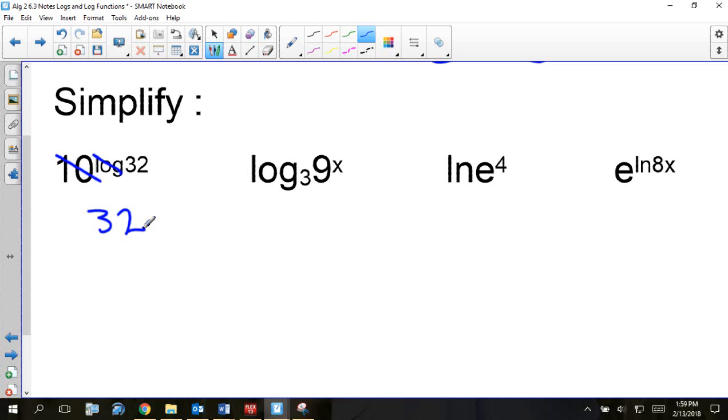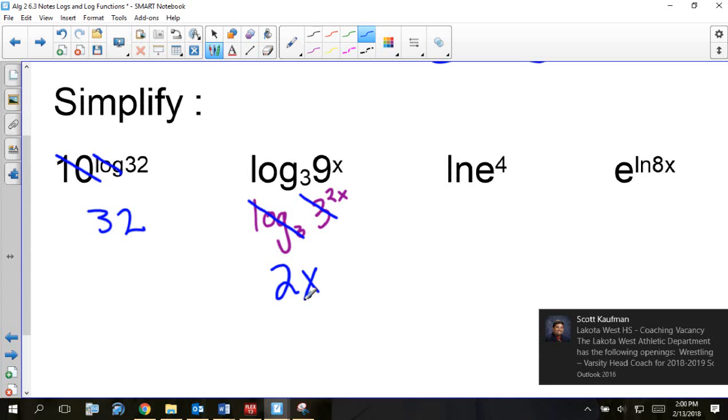This one, log base 3 does not cancel with 9. What do you do first? Rewrite it as log base 3 of 3 squared with an x up there. Once you rewrite 9 as 3 squared, now log base 3 and base of 3 cancel, and we get what? 2x. That happens because log base 3 and a base of 3 are inverses. They undo each other, just like adding 5 and subtracting 5 undo each other.